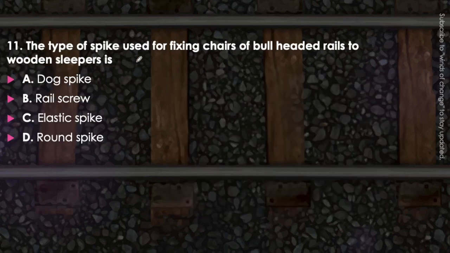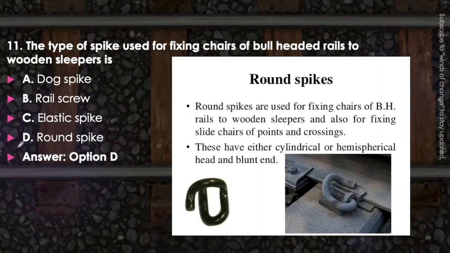Next question. The type of spike used for fixing chairs of bull-headed rails to wooden sleepers is dog spike, rail screw, elastic spike, or round spike. Just think about it. For fixing chairs of bull-headed rails to wooden sleepers, which one will we use? It will be option D, that is round spikes. These are used to fix the chairs of bull-headed rails to wooden sleepers.